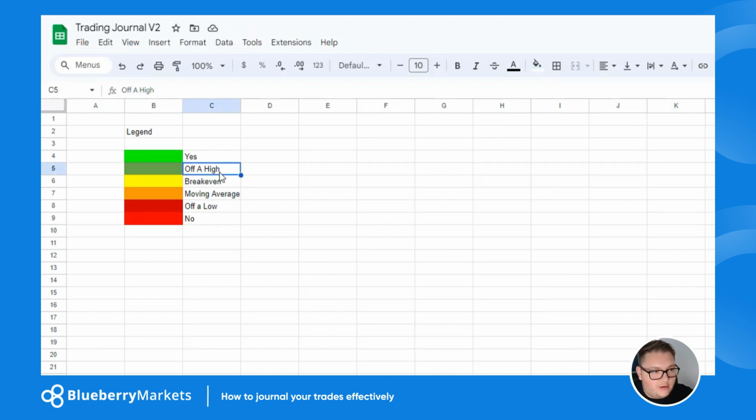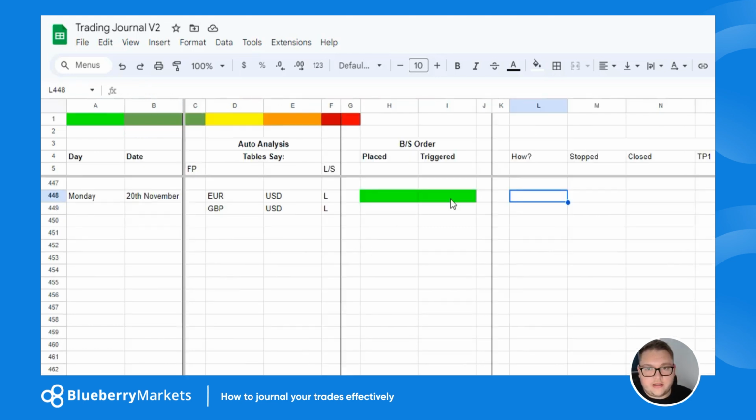So am I trading off a previous high? If that's something I'm looking to potentially get in on sell opportunities, am I coming off a low? Okay, so am I looking to buy it off a low? Has it been something to do with my moving average? Okay, that's the three ways I like to break down my trades from that point.